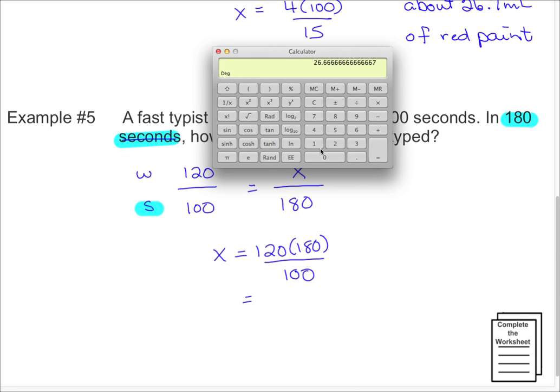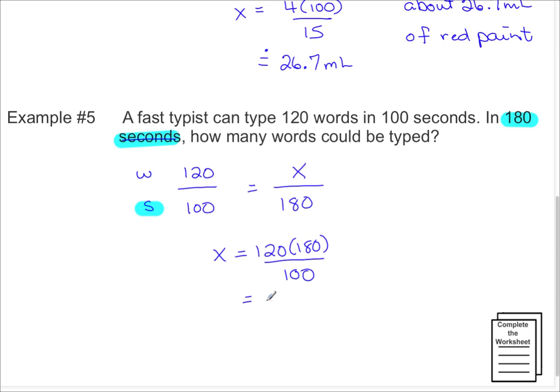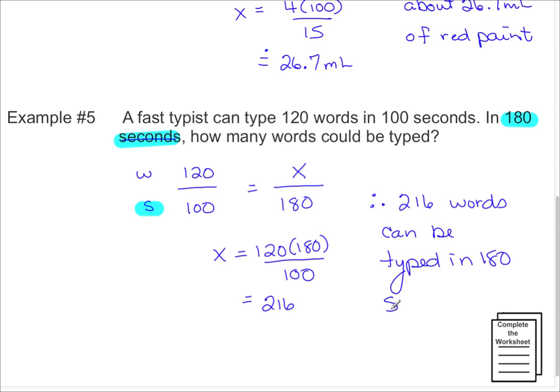So 120 times 180 divided by 100 equals 216 is our answer. And so therefore, 216 words can be typed in 180 seconds. Okay, sorry this one ran a little long, but we are now done and it's time for you to complete your worksheet.